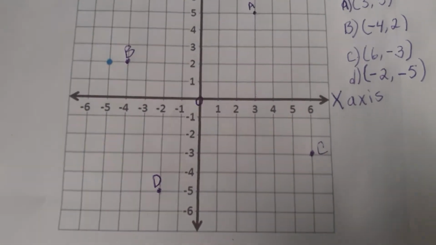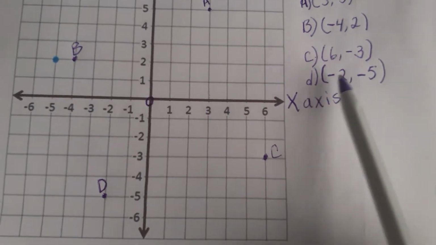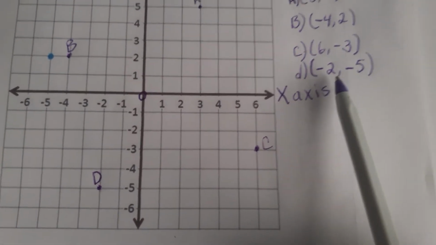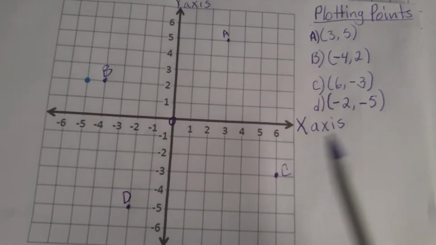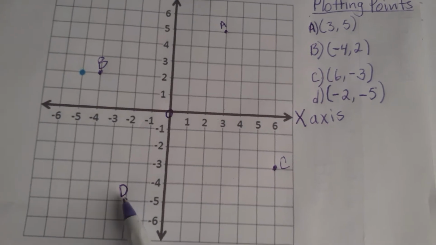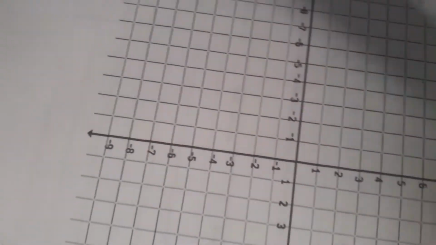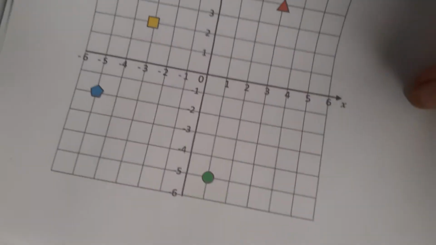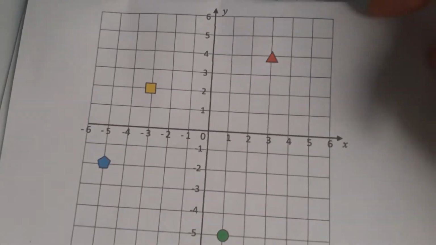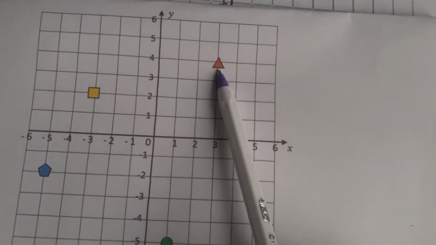There you have it. So when you're plotting points, the first number is going to be on the x-axis. The second number is going to be on the y-axis, and where both of them intersect, that's where you plot the point. Okay? Now let's look at identifying points. Okay? Let's look at this first one.